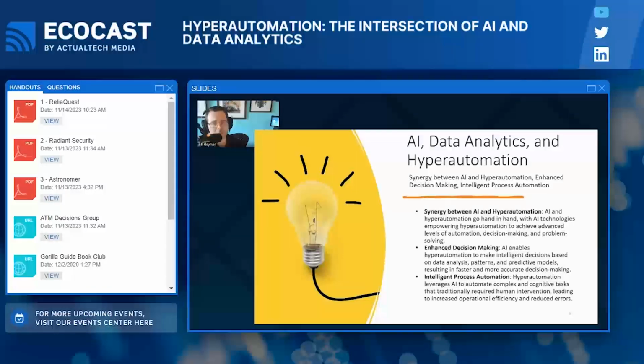We also are capable of enhancing decision making, where AI enables hyperautomation to make much more intelligent decisions based on data analytics, patterns, predictive modeling, resulting in faster and more accurate decision making. And here's the other one. It's not just robotic process automation, RPA. We are trying to inject a greater level of intelligence here as well, where we leverage AI to automate complex cognitive tasks that traditionally require human intervention, leading to increased operational efficiency and reduced errors.